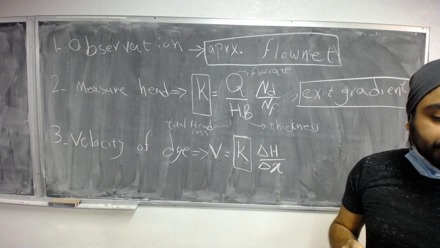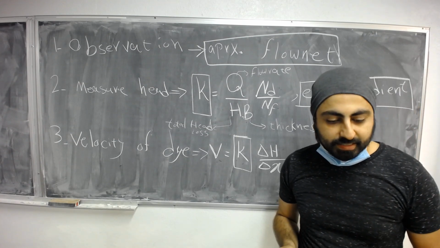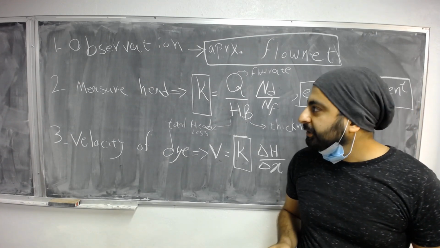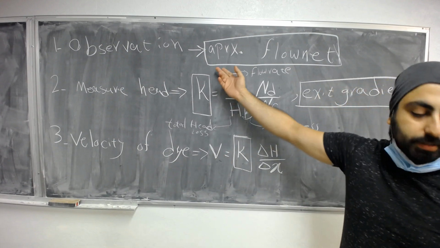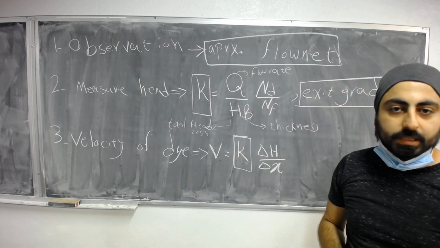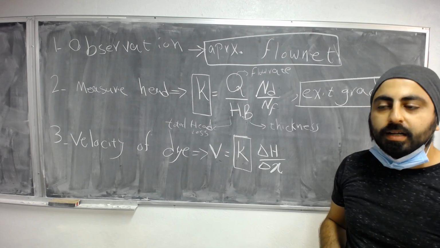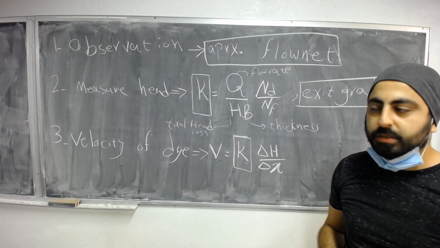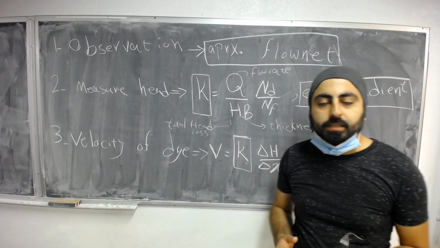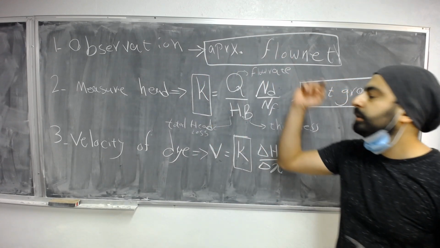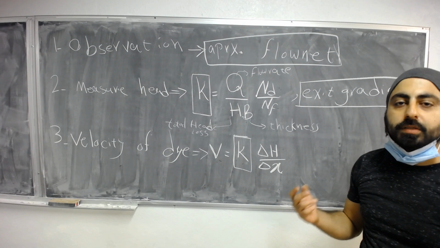So we're going to have three sections to this lab. The first section is observation. I'm gonna show you how our setup of the FlowNet test looks like. It's very familiar, it's quite similar to what you've seen in the course, and I'm gonna ask you to come up with the approximate FlowNet based on just purely observation.